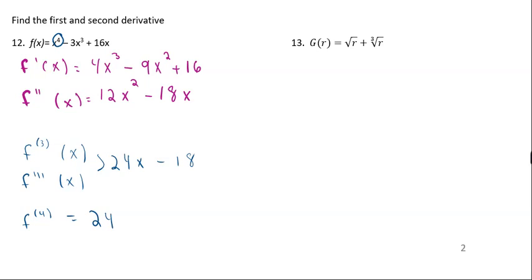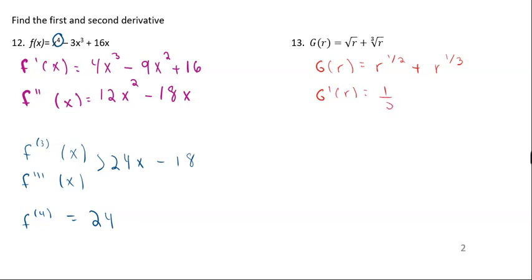Let's look at number 13. I prefer to rewrite these. I don't like to look at the square root when I'm trying to figure out the derivative because I find that harder to hold in my head with the numbers. So I change them into fractions and then I consider the square root. To me, that's just easier.